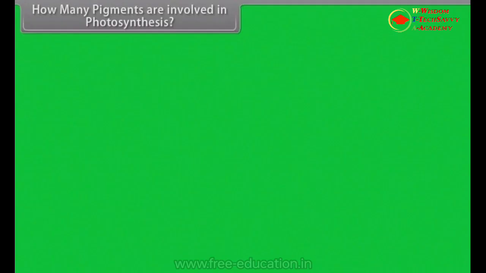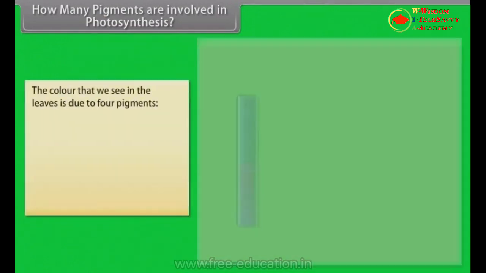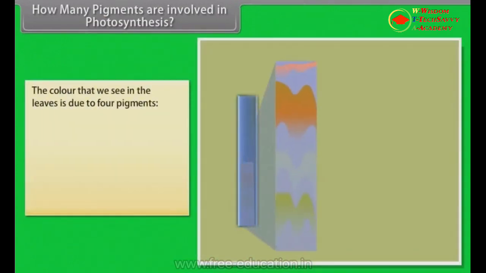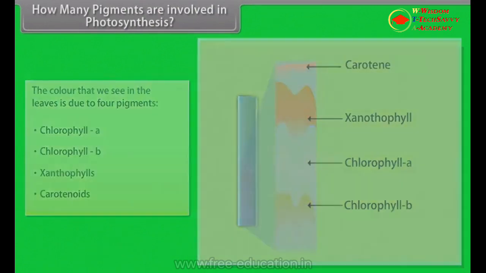How many pigments are involved in photosynthesis? Chloroplast pigments constitute 5 to 8% of the total dry weight of chloroplasts. The color that we see in the leaves is due to 4 pigments. They are Chlorophyll A, Chlorophyll B, xanthophylls, and carotenoids.